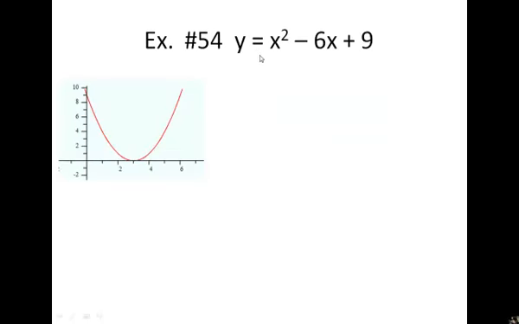Alright, 54, this example, what it asks you to do is determine the x-intercepts of the graph visually, then find the x-intercepts algebraically to confirm your results. So if you looked at this, you can actually see that the vertex is sitting right at the origin, or right at the x-axis, and so this thing right here is going to be 3, 0. So we're looking for x-intercepts that are 3, 0.